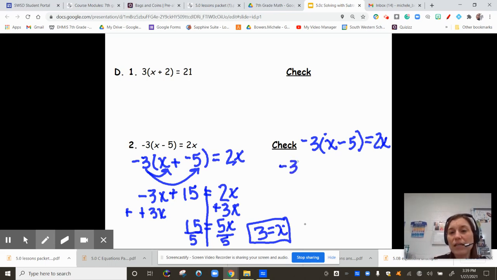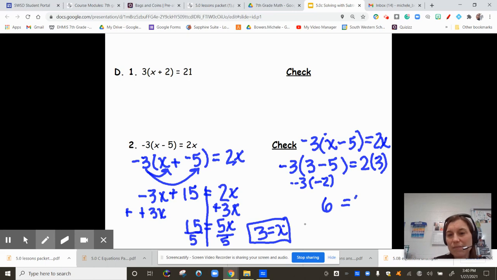So negative 3 times, and then I exchange this x for a 3, minus 5 equals, and there's another x over here, so 2 times 3. So now to do the work on the left, I have negative 3 minus 5 is negative 2. So negative 3 times negative 2 is 6. And over here, I have 2 times 3, which is 6. So 6 equals 6, and it checks.